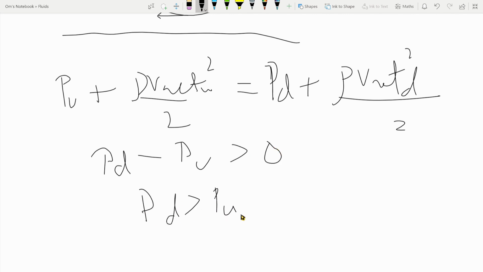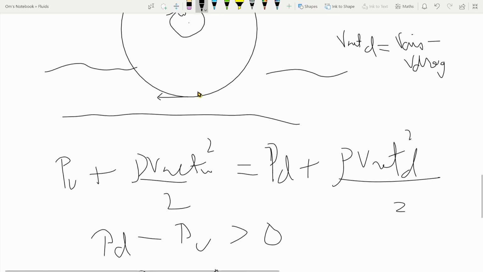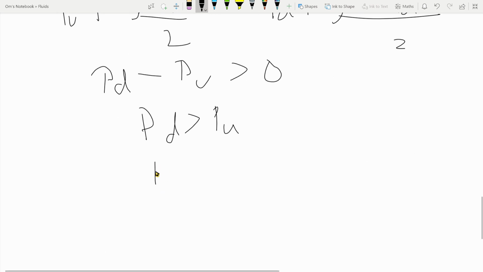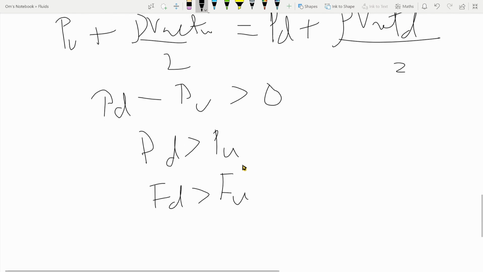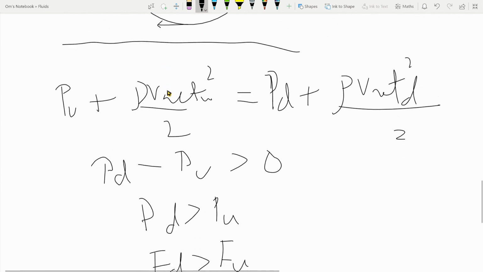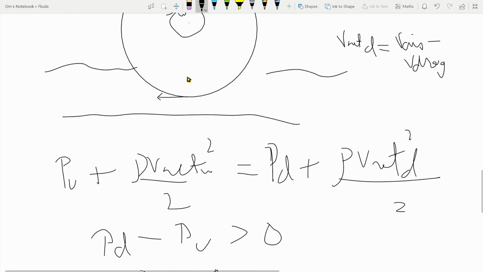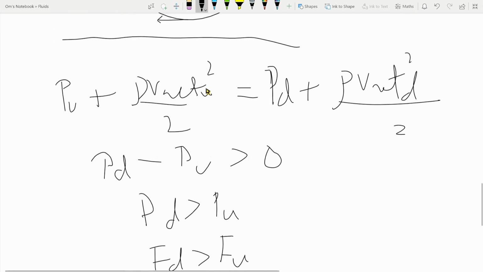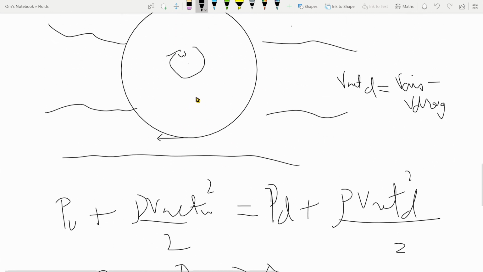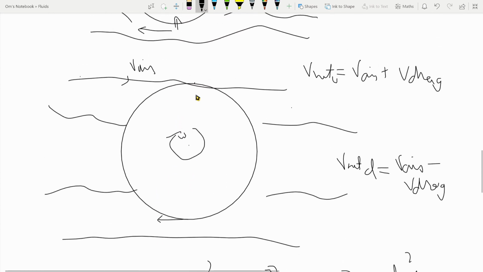And the pressure just manifests itself in the form of force, right? So if suppose there's some area of cross section over here, I can also say that FD is greater than FU. And the net result of this is that instead of following this parabolic path, it gets a net upward force. That is, instead of having a constant acceleration of g downwards, it gets a net upward force, which causes it to have a slightly wonky parabolic trajectory. So it gets sort of a lift.